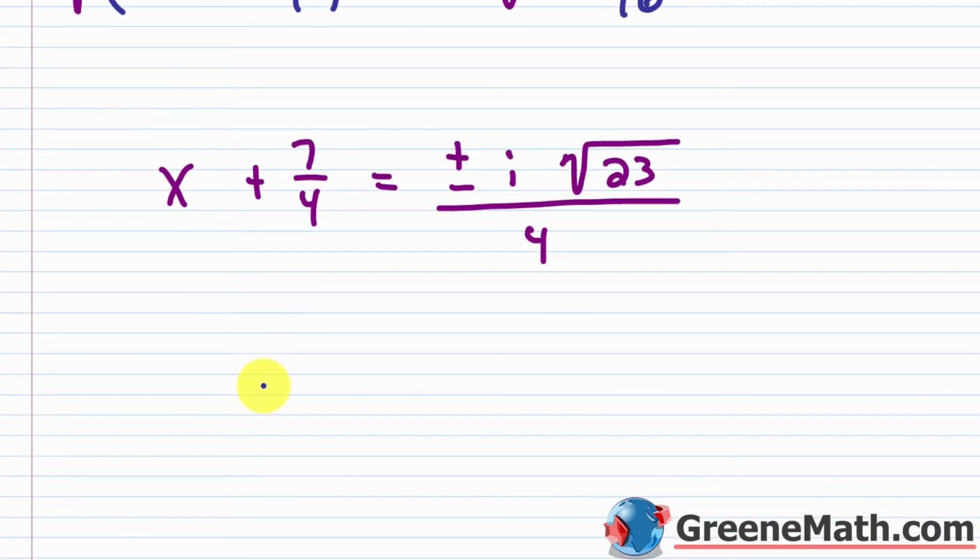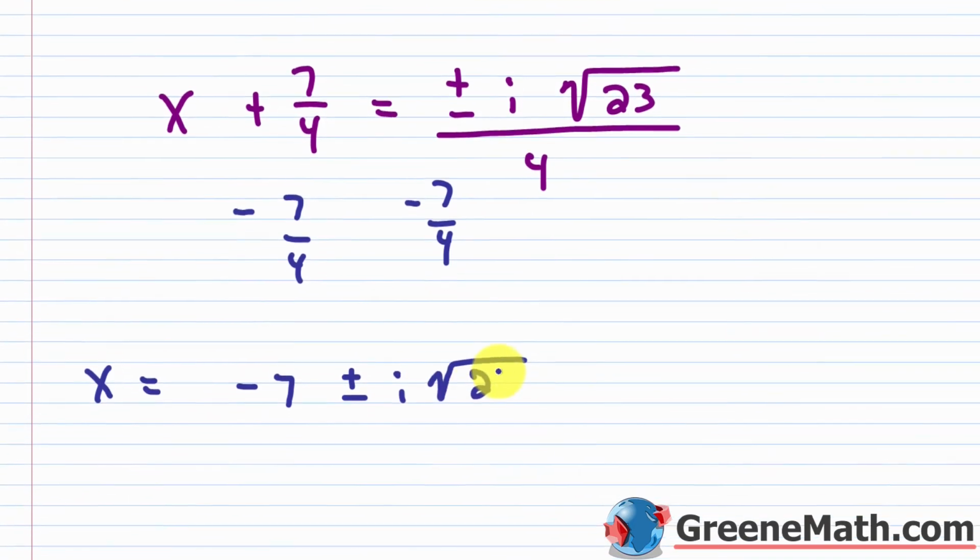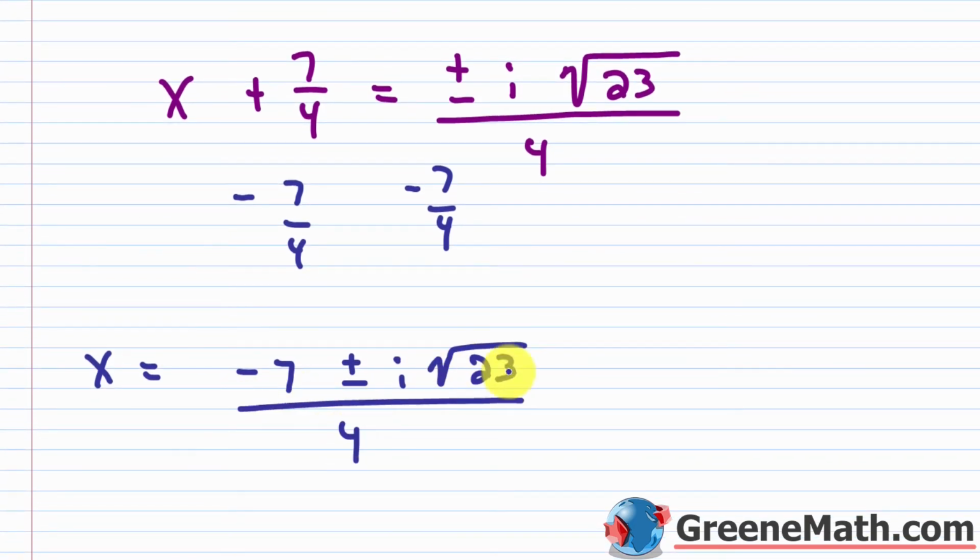So I'm going to kind of do a quicker method. I'm just going to subtract 7 fourths away from each side of the equation. And I'm going to write this as x is equal to, I'm going to put negative 7 plus or minus i times square root of 23 over the common denominator of 4. Okay. Notice if you had negative 7 fourths and then plus or minus this whole thing here, you'd have a common denominator of 4. Okay. So that's why I wrote it like this.